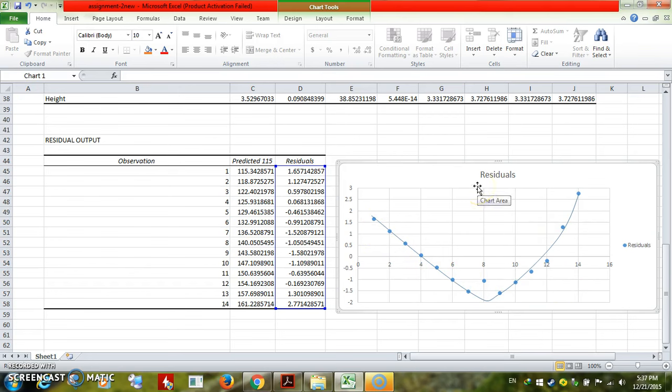And the objective for doing this regression analysis is that we need to study the relationship between the height and the weight variables, and to estimate for these variables. And that's all for the explanation.